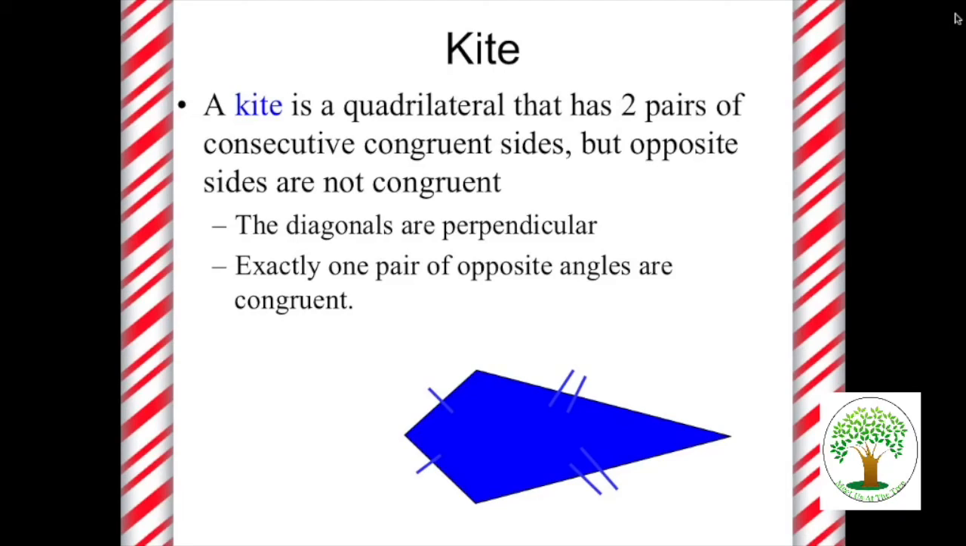Here are our marks. Here, our diagonals are perpendicular. I don't have anything about the opposite angles being congruent on the drawing, but you can draw those if you'd like. That kind of makes it nice. Markings in the drawings, diagonals are perpendicular.